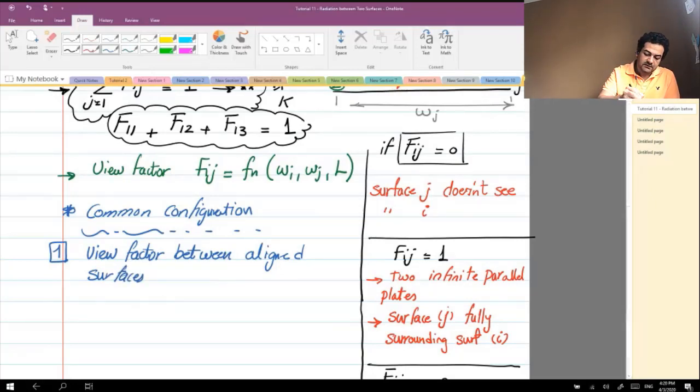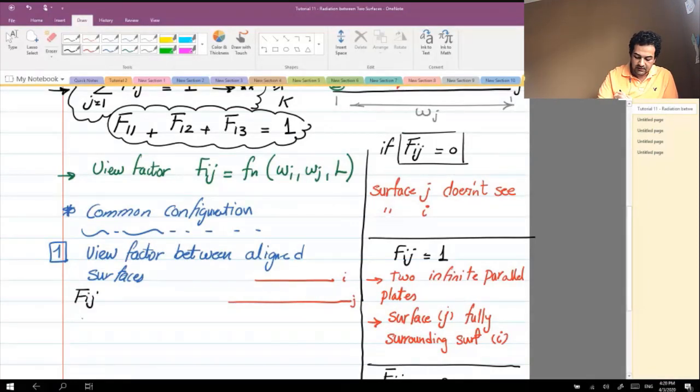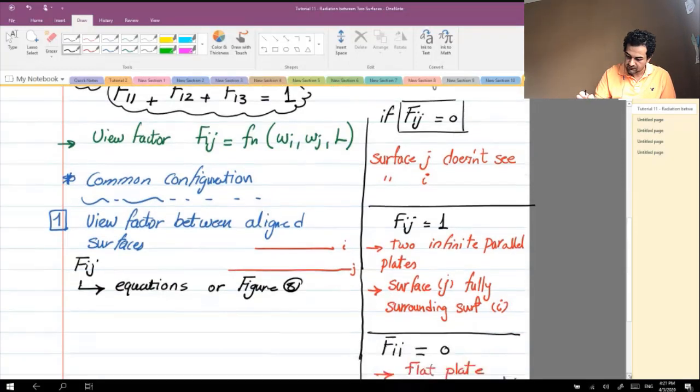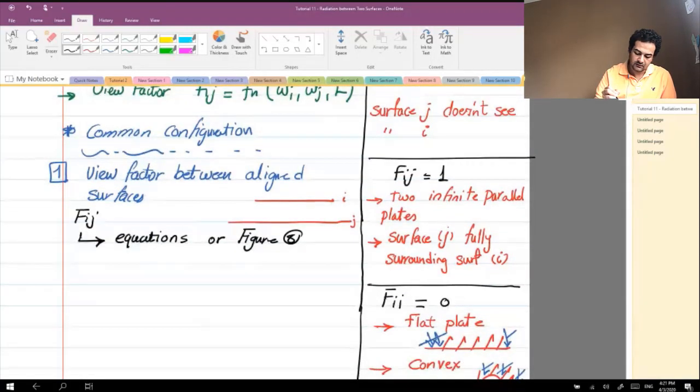And this actually, so two aligned surfaces is something like that, and this is I and this is J, and the view factor between them, Fij, can be obtained by equations. I'm gonna show the equations to you from the lecture, or by figure number 8. Alright, so you can see what's easiest for you, and you can do it this way.